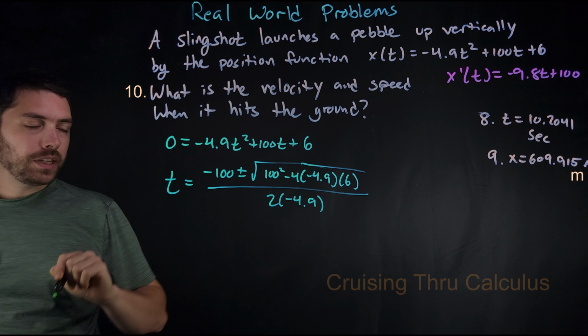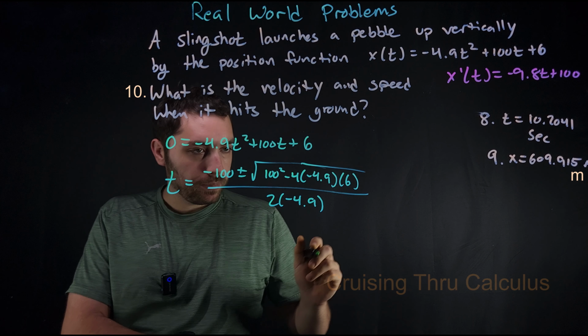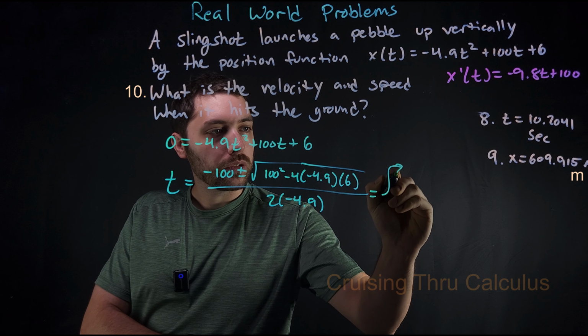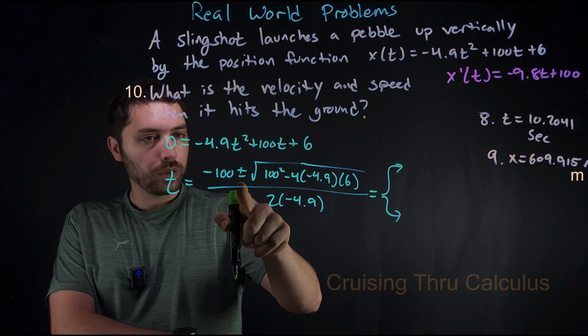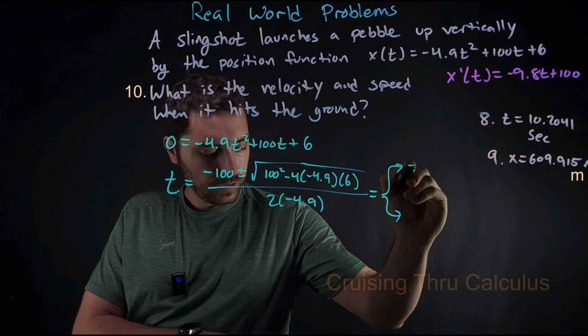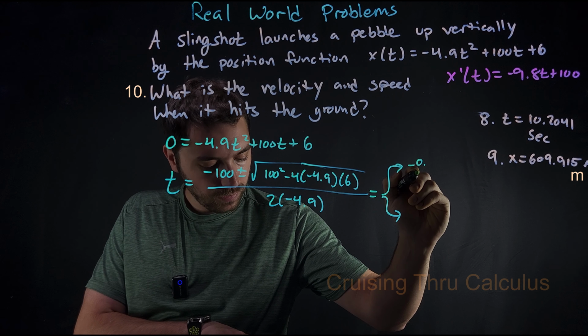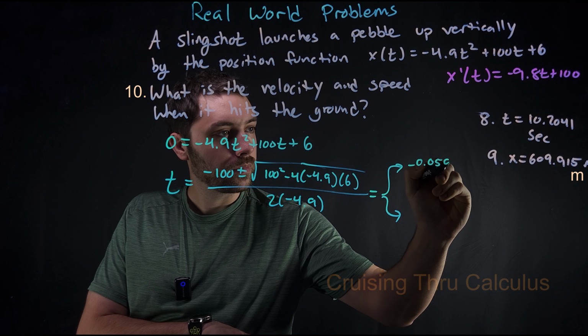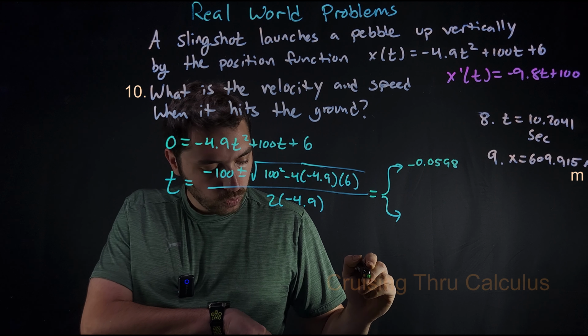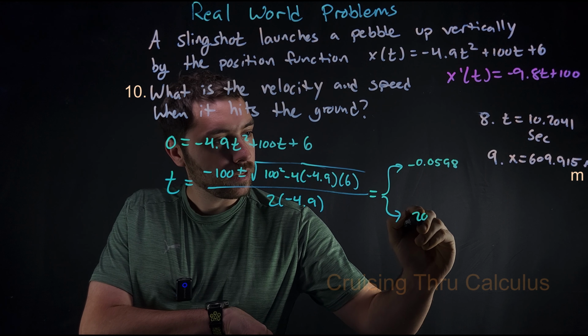Now, you're definitely going to want to take this one and plug it into a calculator, which I did. And you're going to get 2 answers. That's because of the plus or minus right here. So one of the answers is negative 0.0598. And the other answer is 20.468.